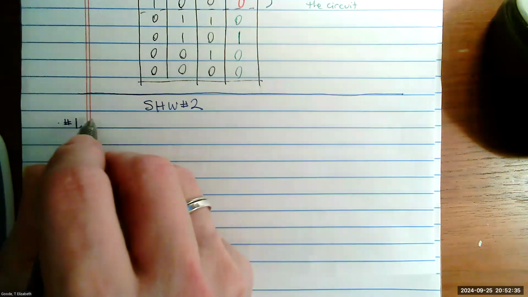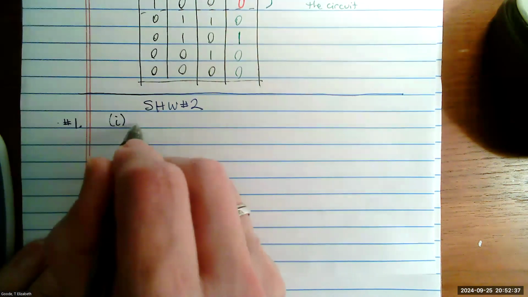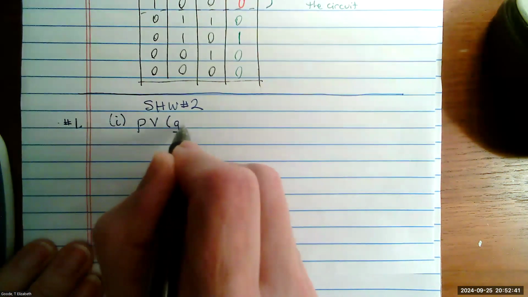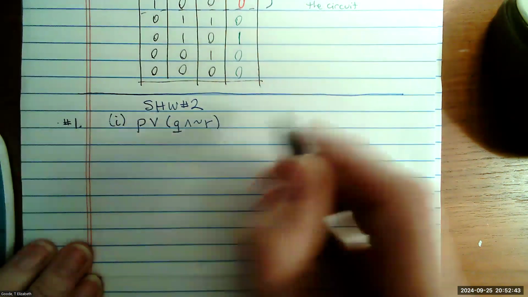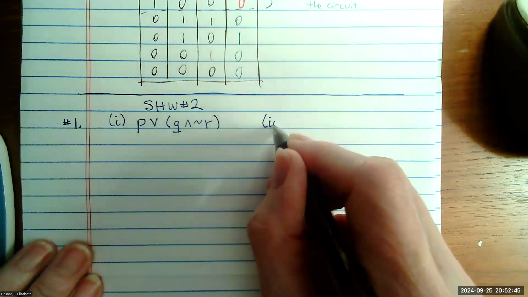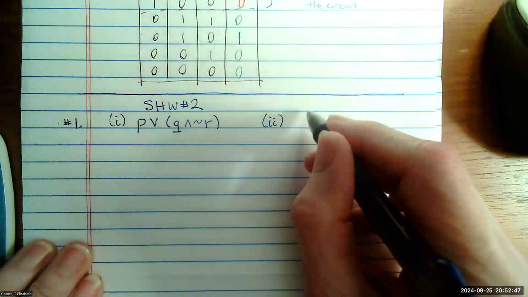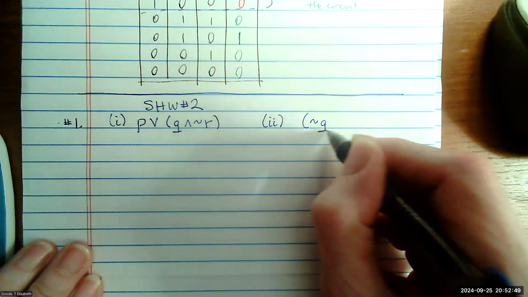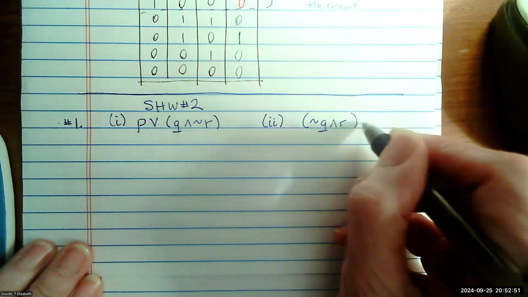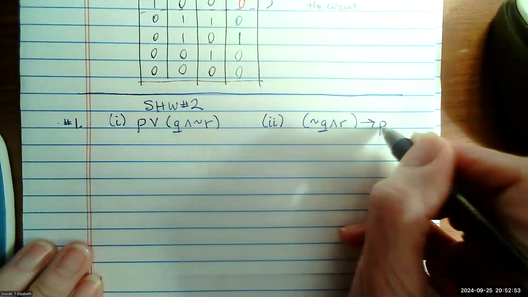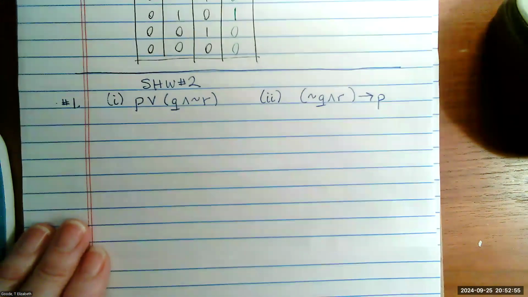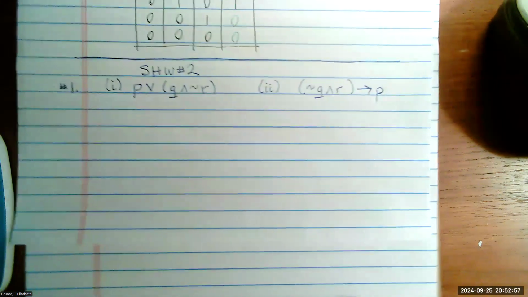So we had 2 statements. P or the quantity Q and not R. That was statement form 1. Statement form 2 was the quantity not Q and R implies P, right? So we were asked to use a truth table to discover if these are logically equivalent.